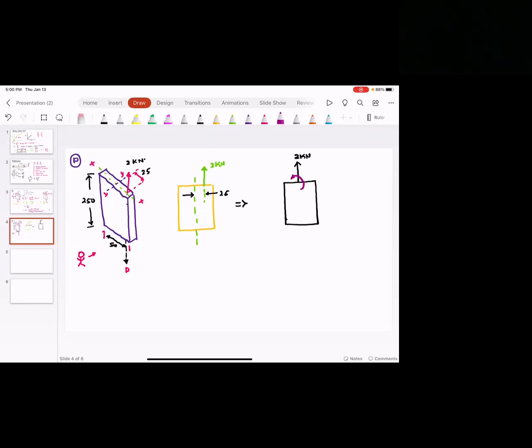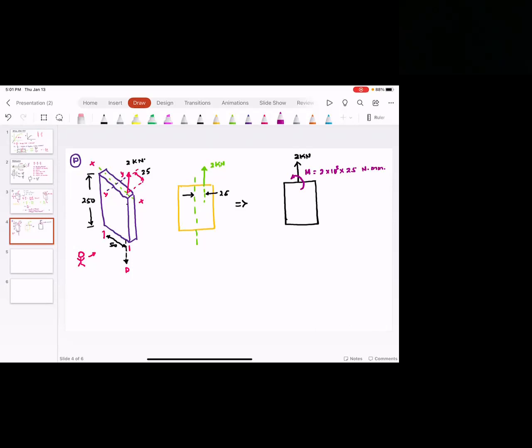Now, what is the magnitude of the moment? The magnitude of the moment is nothing but the load multiplied by the perpendicular distance between the load and the translated position. For example, we are going to translate the load by 25 millimeters. So this moment is M equal to 2 kilonewton multiplied by 25 millimeters. That is going to be the moment.